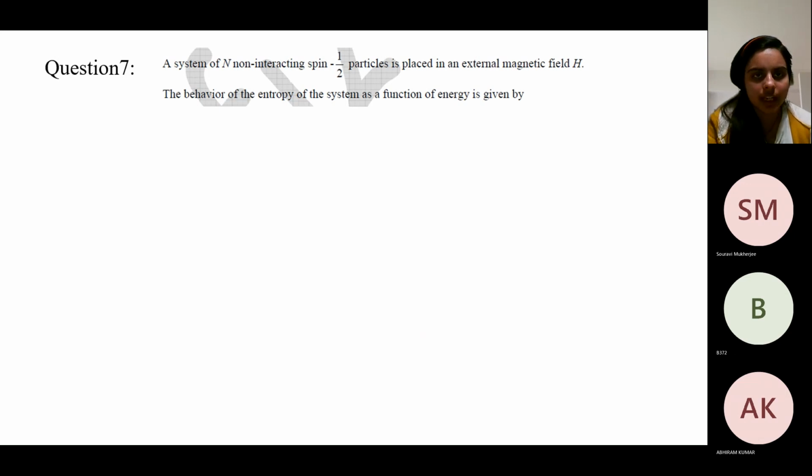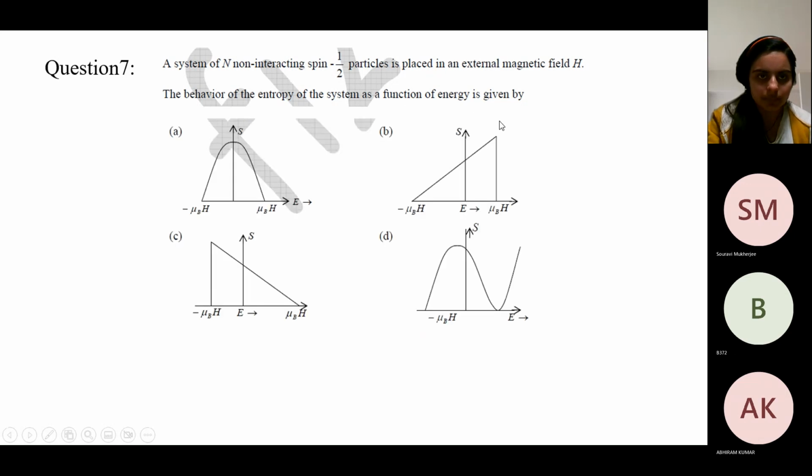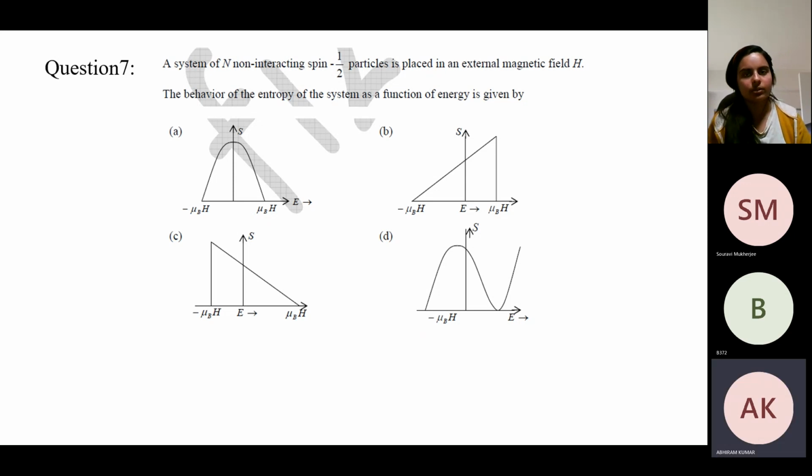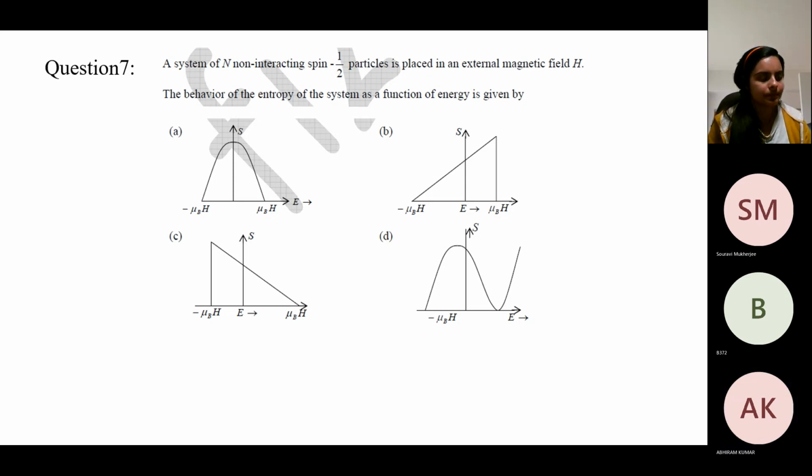So we have a system of n non-interacting spin half particles which is placed in an external magnetic field H. The behavior of the entropy of the system as a function of energy is given by these four options. Okay, so what do you think should be the solution? If you have seen the last day's class, that would tell you what this should be. But even then I'll discuss, but try to think of how to address this question.